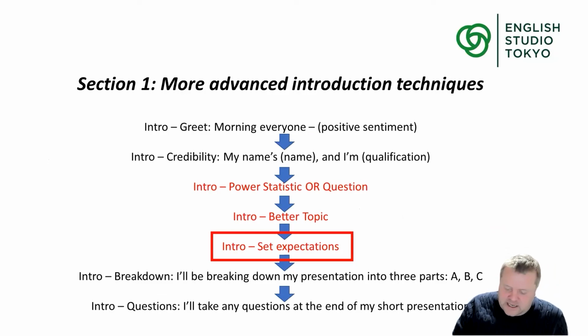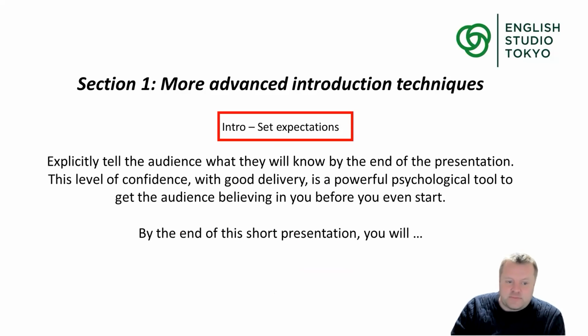Now, last new technique is expectations. Set the expectations. What do you want the audience to achieve or learn by the end of the presentation? So we want to be explicit, meaning no confusion. Tell the audience what they will know by the end of the presentation. If you do this with good confidence, good delivery, it's a very powerful psychological tool to get the audience to believe you. I usually say this. By the end of this short presentation, you will, and then I make a promise. I promise my audience what I expect them to achieve.